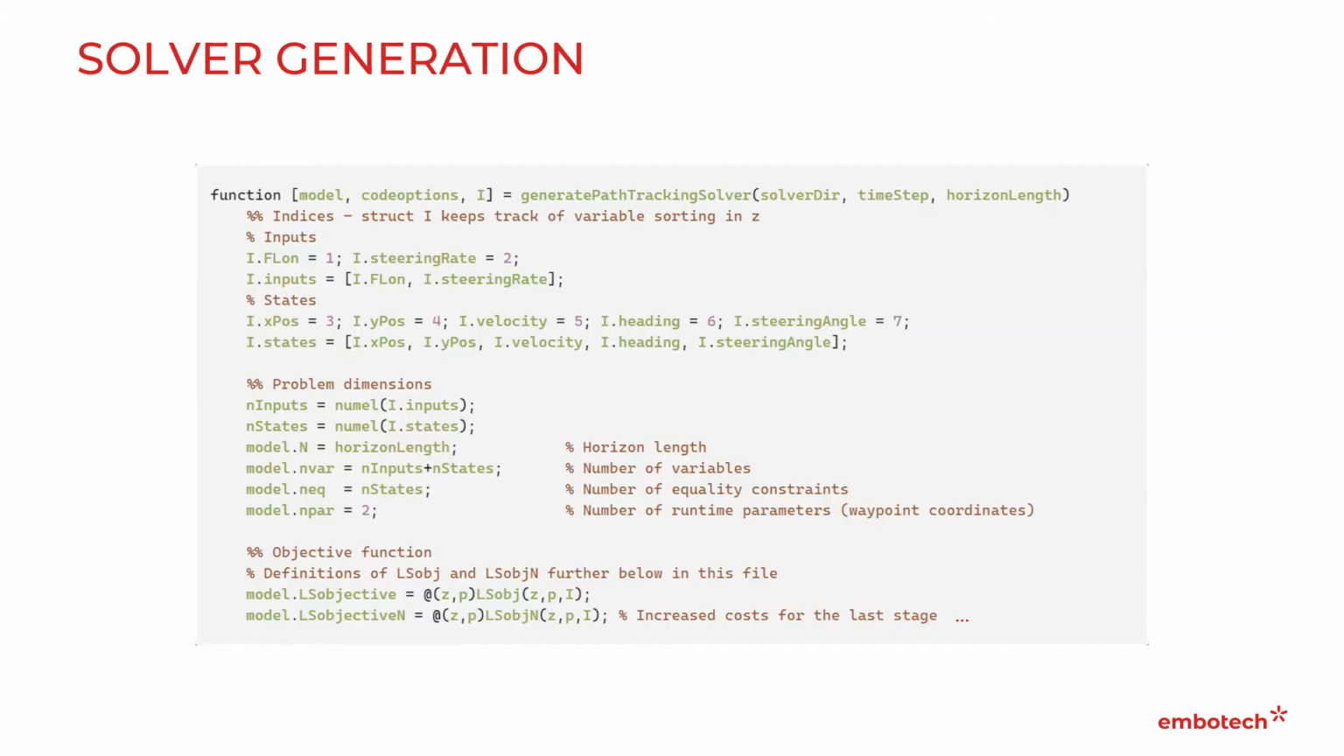We will now briefly go through the pseudocode of the function used for solver generation with FORCESPRO high-level interface. First, we define the I-struct with indices of different state and control variables, followed by problem dimensions. Note that we will have 2 runtime parameters due to waypoint coordinates used for path tracking. The objective function is defined using the FORCESPRO model.ls objective, which provides a handle to a previously defined least square objective. We will also provide a terminal objective with increased costs for the last stage.